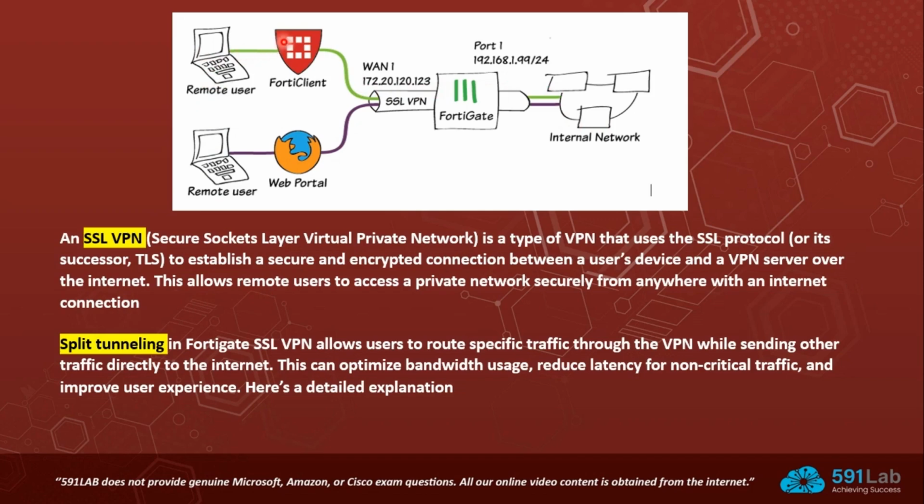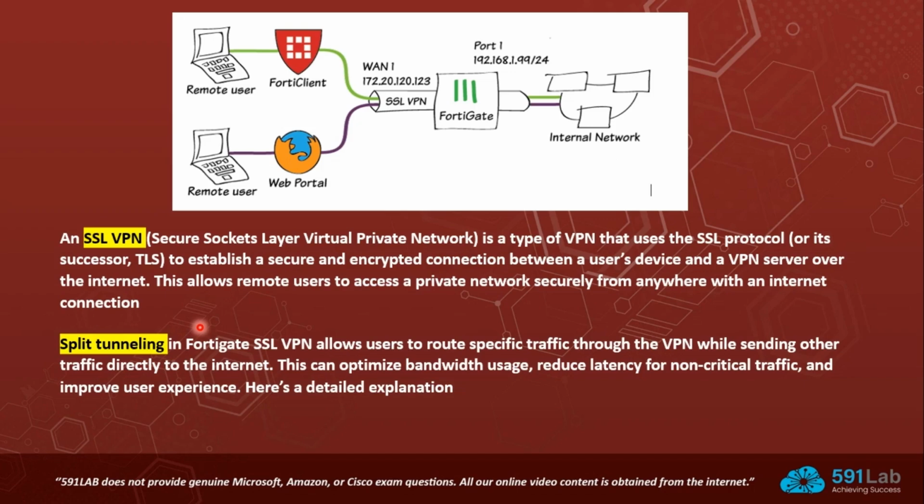When you see the diagram, you can simply understand the remote user connecting using FortiClient with secure SSL VPN to FortiGate. After the user is connected to the FortiGate, the user can access the internal network. Okay, then let's understand what is SSL VPN with split tunneling.